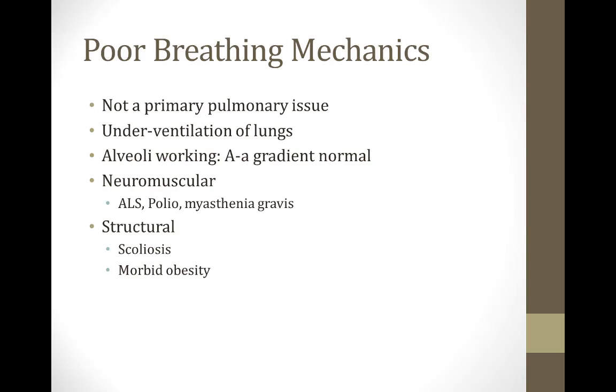So patients with restrictive lung disease from poor breathing mechanics do not have a primary pulmonary issue. Their problem is that they're underventilating the lungs due to some issue with the total apparatus that draws air into the lungs. Their alveoli are healthy and working, and this means if you measure an AA gradient, it will be normal. And if they tell you about a patient with restrictive lung disease and a normal AA gradient, they're describing someone who has poor breathing mechanics.